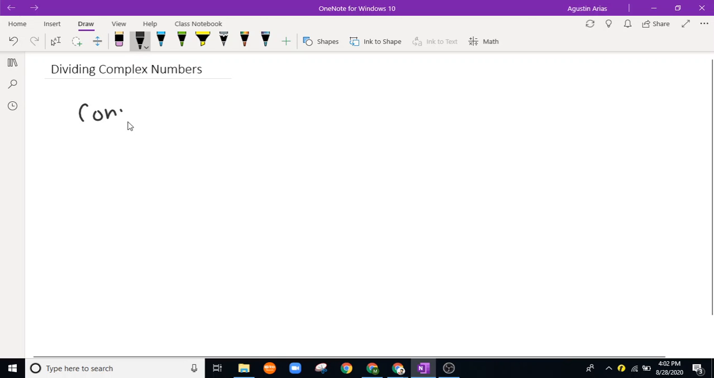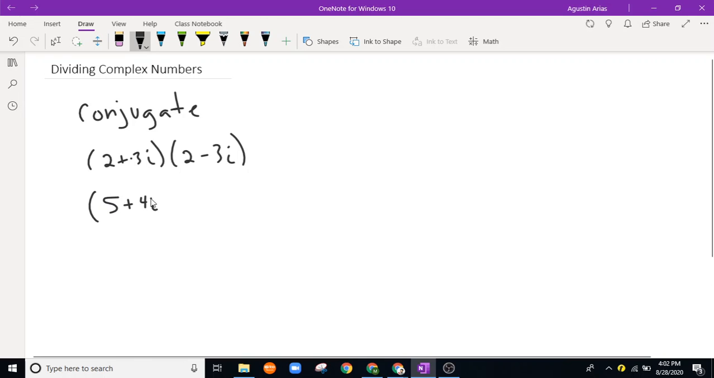All right, so a conjugate, to refresh your memory here, for example, if I have 2 plus 3i, then the conjugate would be 2 minus 3i, right? These two are conjugates of each other. Another example: if I had 5 plus 4i, then 5 minus 4i would be its conjugate. It doesn't matter if it's plus in the front or minus in the back. It could have been 3 minus 6i, and then 3 plus 6i.